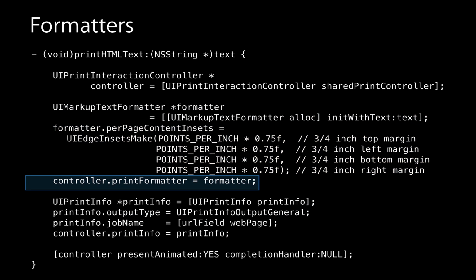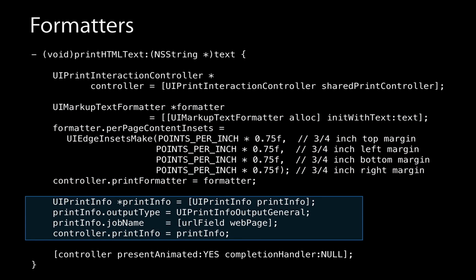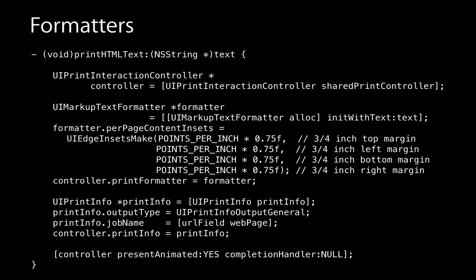And then we'll just set the print formatter property on the controller to be the formatter we just created. Then we'll set up our UIPrintInfo like we always do. We'll just set output general. The job name will be the web page's URL field. And you present. So that's all that you need to do.